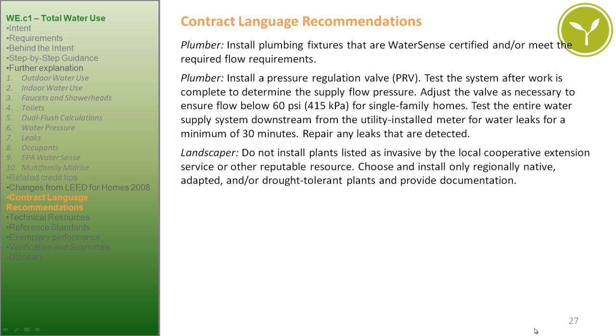Contract language recommendations. Plumber: Install plumbing fixtures that are WaterSense certified and/or meet the required flow requirements. Plumber again: Install a pressure regulation valve, or PRV. Test the system after work is complete to determine the supply flow pressure. Adjust the valve as necessary to ensure flow below 60 psi or 415 kPa for single-family homes. Test the entire water supply system downstream from the utility-installed meter for water leaks for a minimum of 30 minutes. Repair any leaks that are detected.